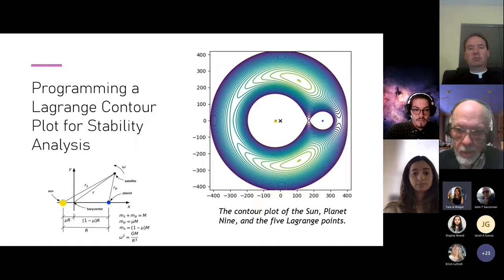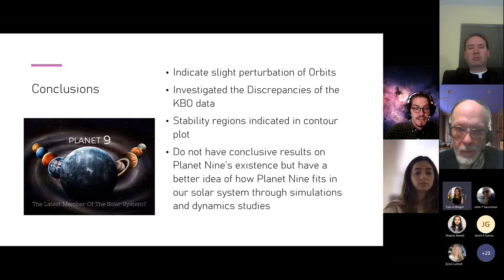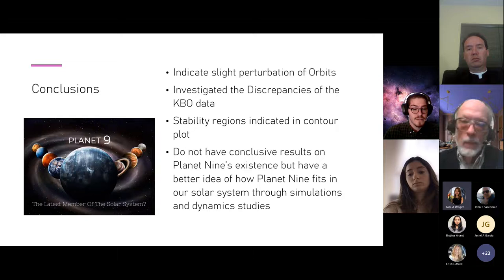Now, analyzing differences in final positions of the KBOs from the two-body simulation with those from the three-body simulation indicate a slight perturbation of orbits. Now, we investigated the discrepancies between the KBO data used in Batygin and Brown's research and Napier's research to find that in total there are 14 KBOs that satisfy the parameters given by Batygin and Brown in the most recent paper, despite the fact that they only used 11.